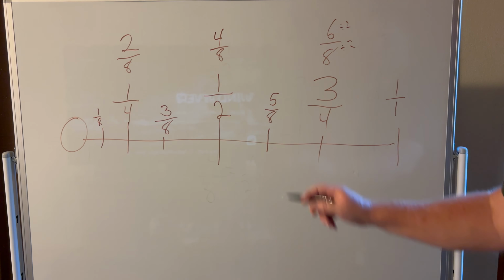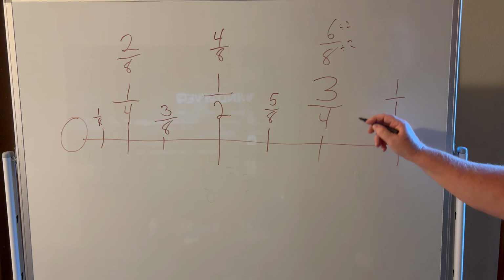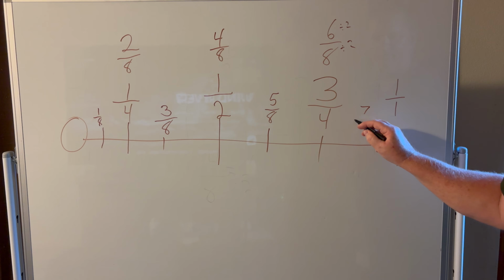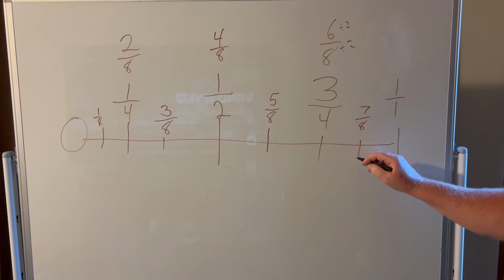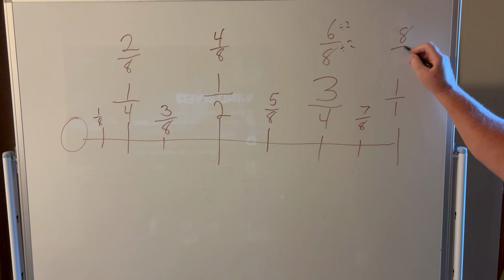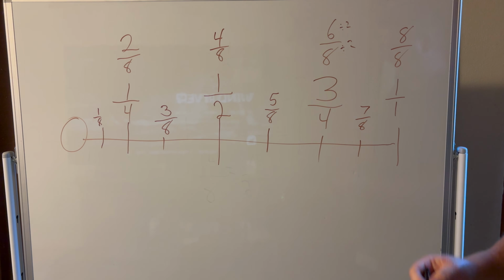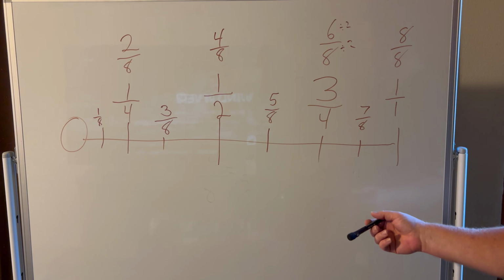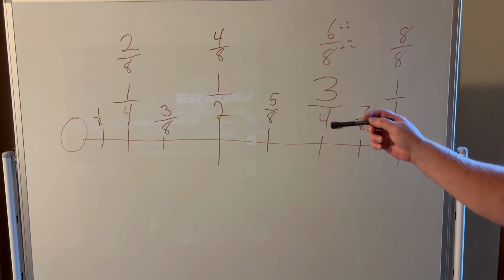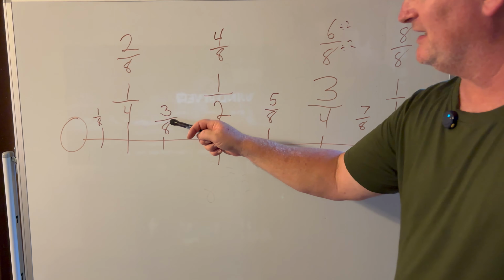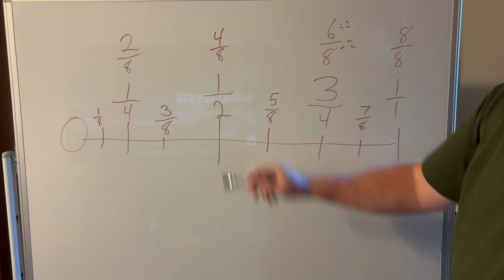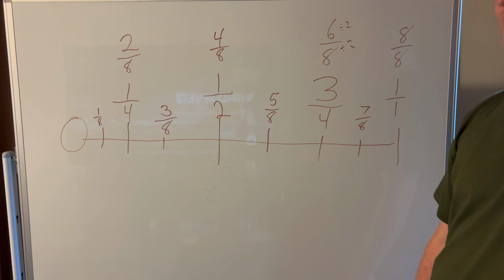We're just breaking our line up into eighths. This would be 7/8 right here. And then here we would have 8/8. So we would have a whole. And that's how simple and how easy fractions are. The bottom number is how many pieces there are. The top number is how many pieces you have in your possession.